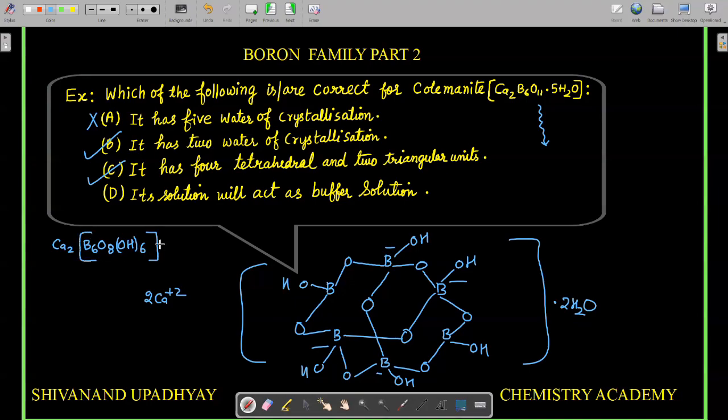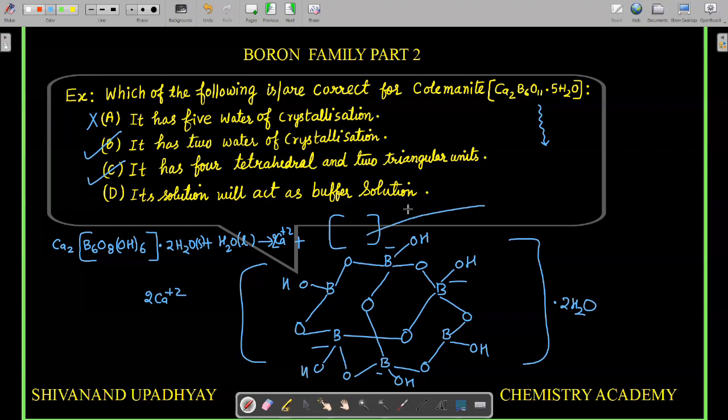So now I can write that this is equal to 2 times water of crystallization. When I add this solid into water, this water of crystallization will dissolve in it, right? So there is formation of 2 Ca2+ plus this anion, and this anion has 8 B-O-B bonds. So 8 water molecules will be required, as I am discussing the hydrolysis of this.